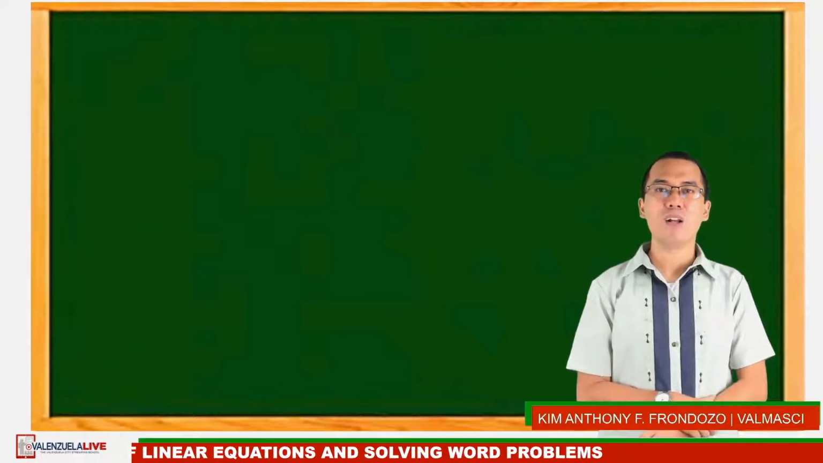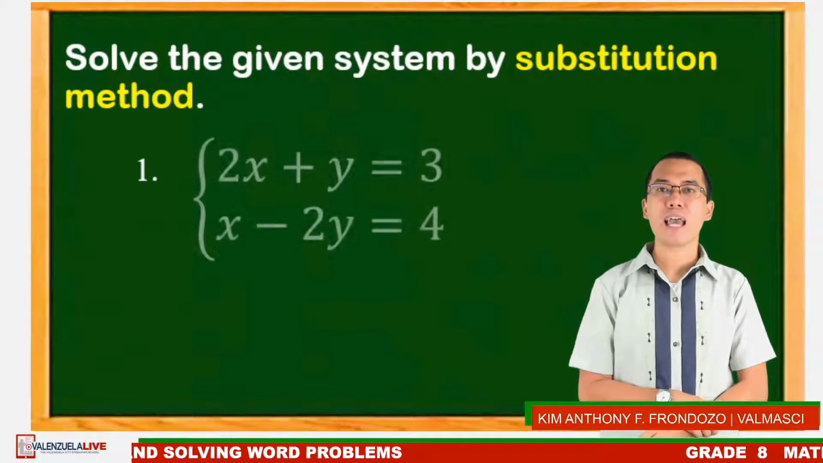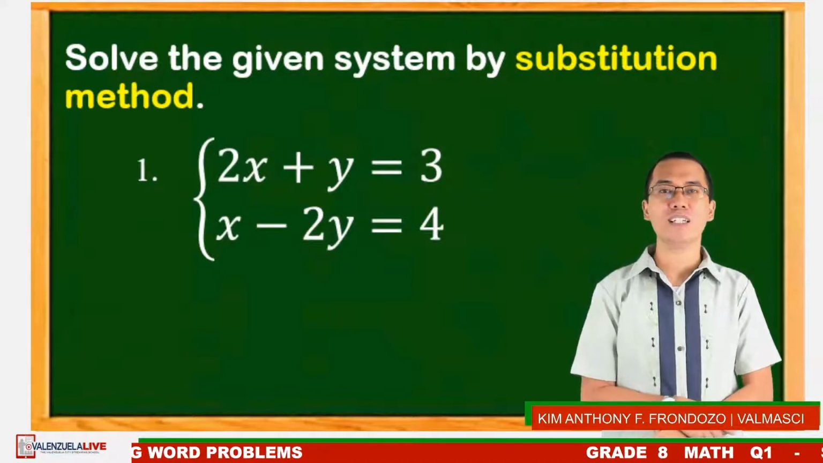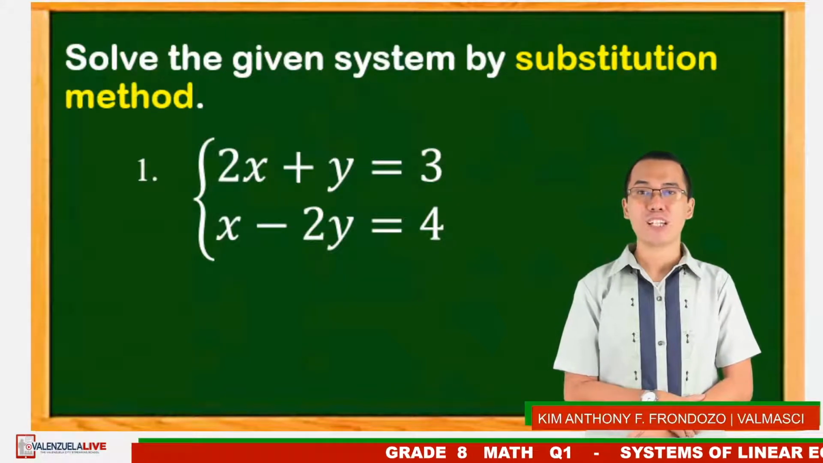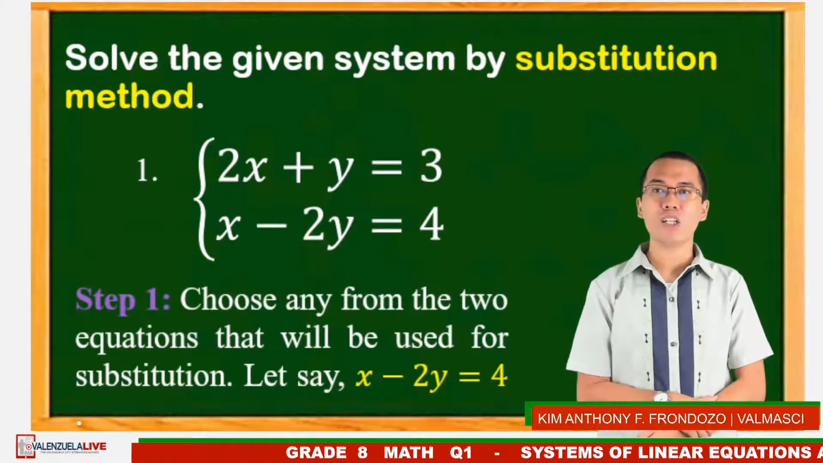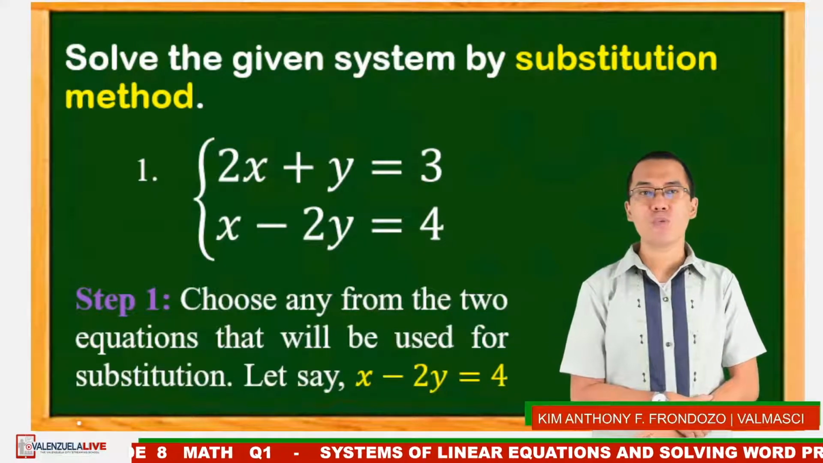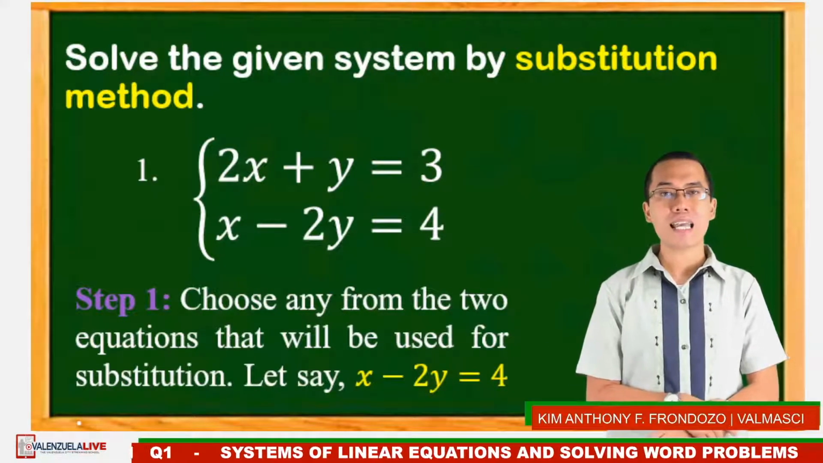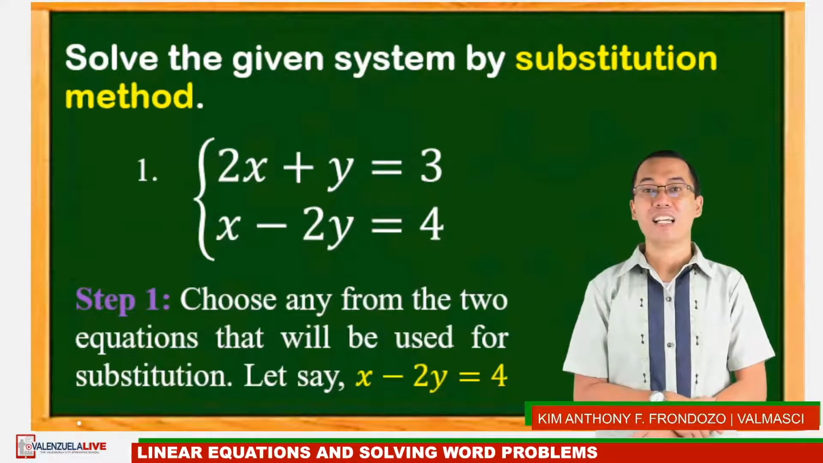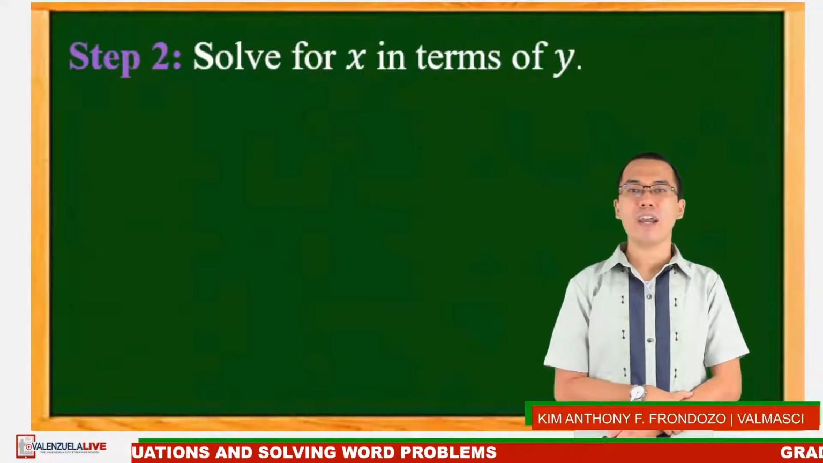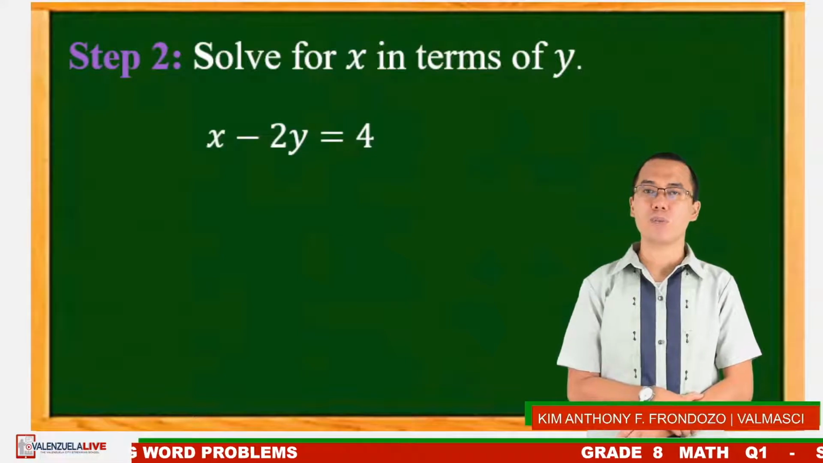Let's have an example. Solve the given system by substitution method. So we have 2x plus y is equal to 3 and x minus 2y is equal to 4. For the solution, step 1, we need to choose any from the 2 equations that will be used for substitution. Let's say x minus 2y is equal to 4. Step 2, solve for x in terms of y. So we'll have x minus 2y is equal to 4.